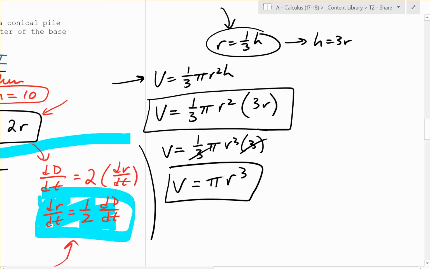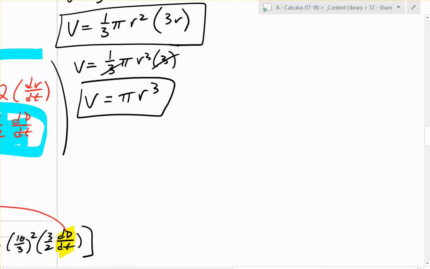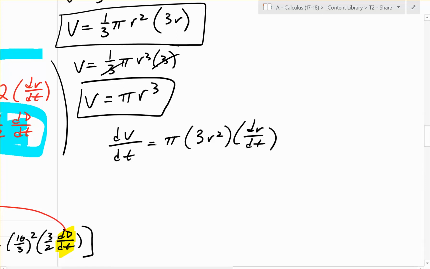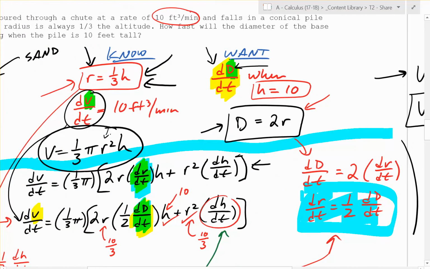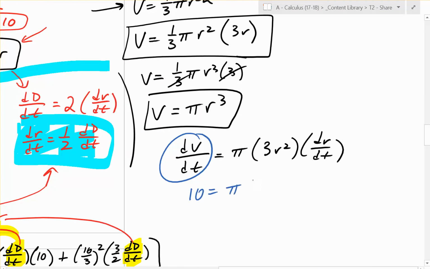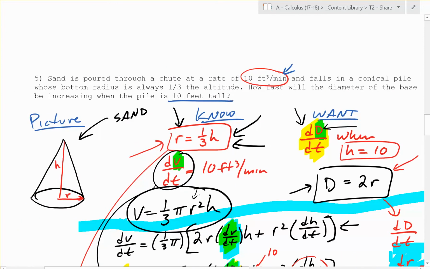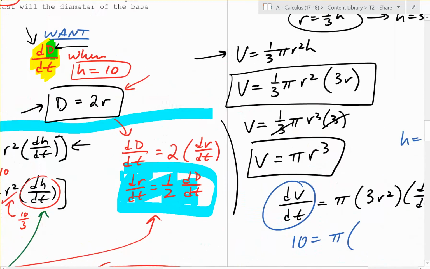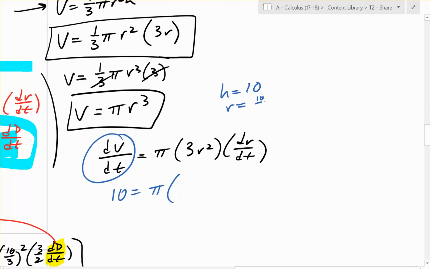We haven't even done the derivative yet. This is super helpful because now we have one variable. So when we take dv dt, we end up with pi times 3r squared times dr dt. Now we know dv dt, it tells us over here, is 10. It tells us that it's coming in at 10 feet per minute. So we know it's 10 equals pi times, well, it's when h is equal to 10, but r is always equal to 1/3 h. So if h is equal to 10, that means that r is equal to 10 over 3. So that's 3 times 10 over 3 squared times dr dt.